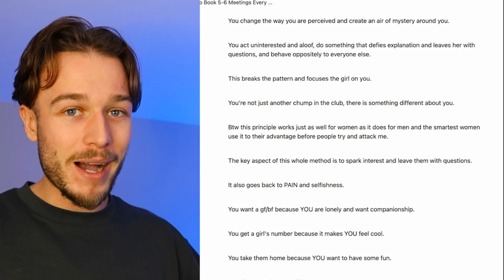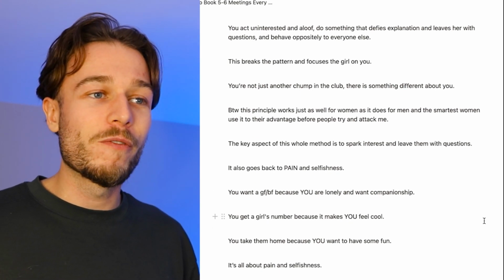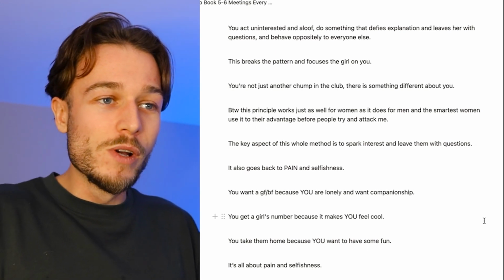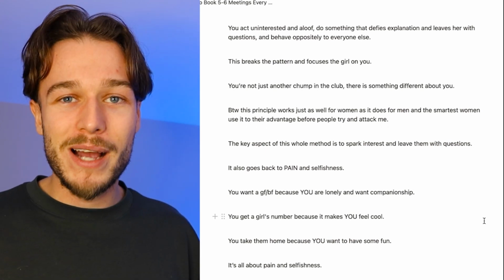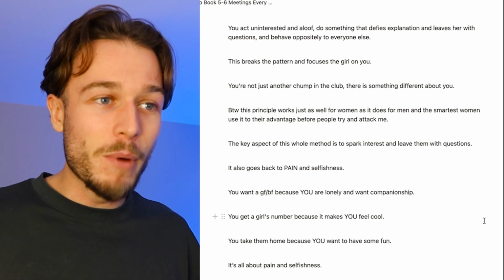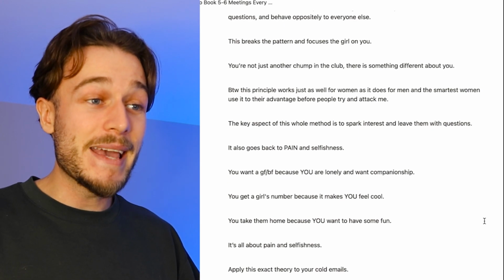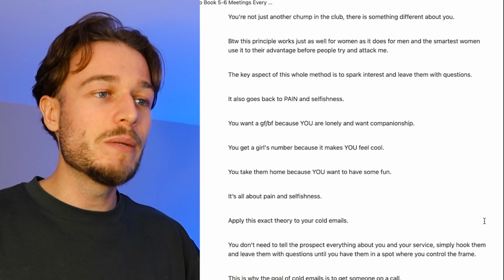And again, this goes back to pain and selfishness. So you want a girlfriend or boyfriend because you are lonely and want companionship. You get a girl's number because it makes you feel good, and then you can go and brag to your friends about it. You take them home because you want to have some fun. It's all about pain and selfishness, and you apply this exact theory to your cold emails.